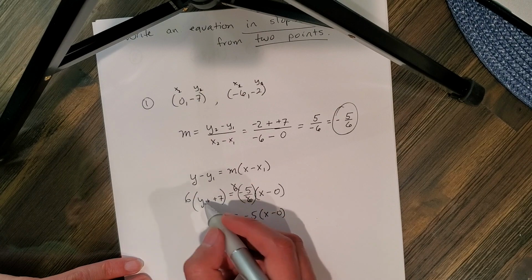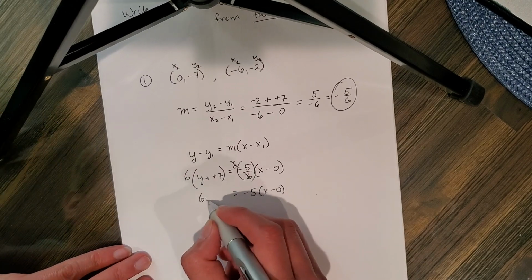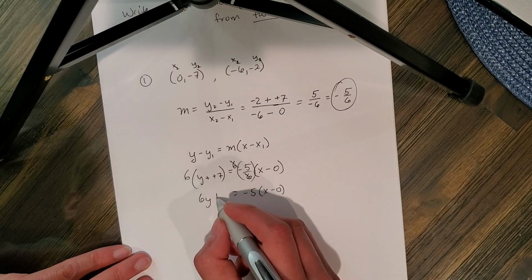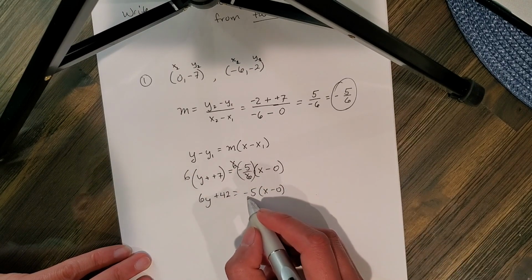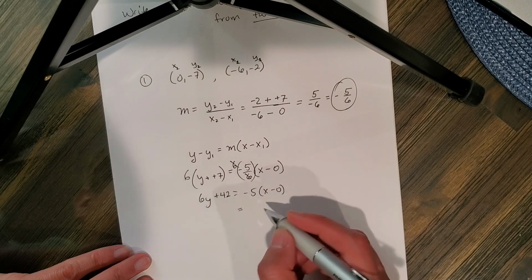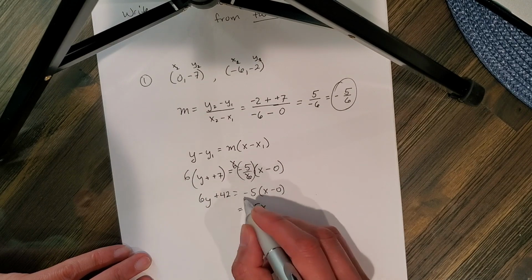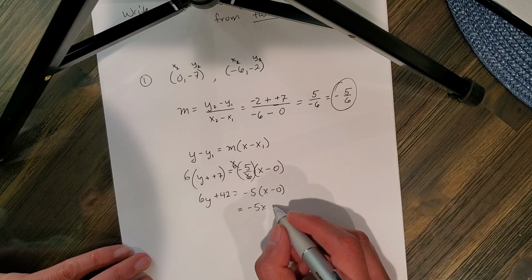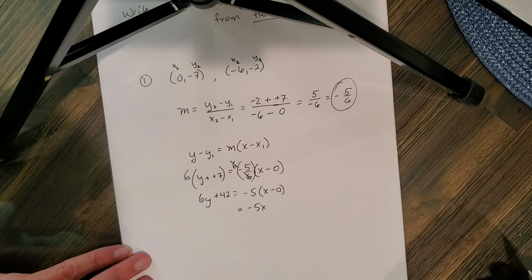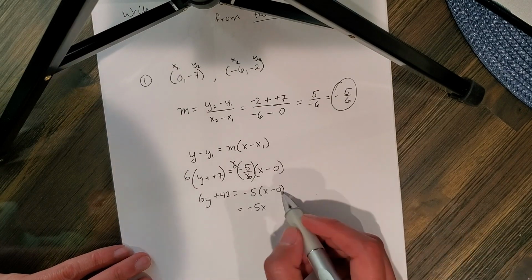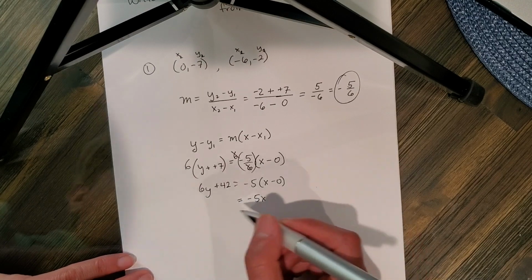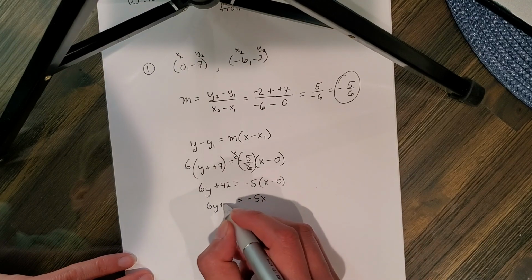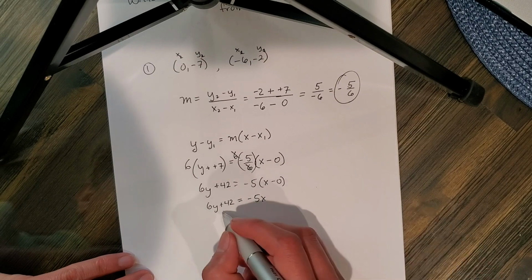So distribute now. 6 times y is 6y. And then 6 times 7 is 42. Okay? Let's distribute here. Negative 5 times x is negative 5x. And negative 5 times 0 is negative 0. Or just, you could think of it as 0. So in reality, I don't have to write anything. Okay? Because it's just 0. Negative 5 times negative 0 is going to give me a 0. So I don't have to write plus 0 here. Okay? So let me bring this down again. 6y plus 42. And then I'm going to subtract 42.